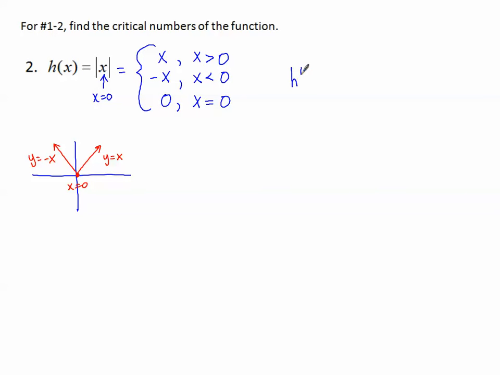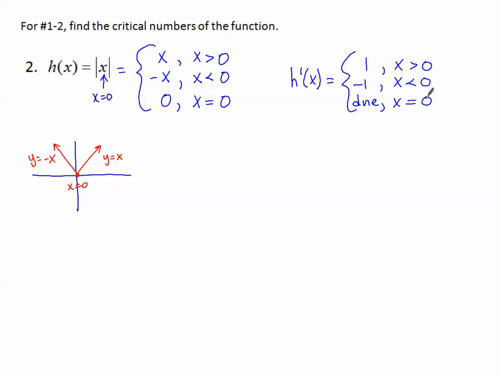Let's write down what the derivative equals in piecewise form. The derivative of x is 1, so h prime of x is 1 when x is greater than 0. H prime of x is negative 1 when x is less than 0. And because it's a sharp point when x equals 0, h prime of x does not exist when x equals 0.